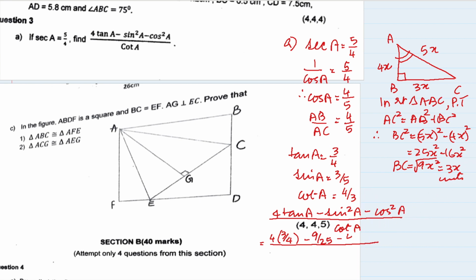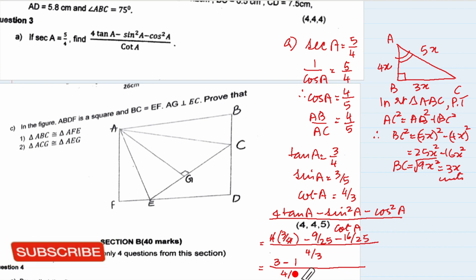So it becomes 16 upon 25, and divided by cot. Cot is 4 upon 3. So this gets cancelled, so you have 3 minus... now can you see, if you add, the same denominator 25 will give us in the numerator also 25. So this and this, if you add, it is going to be minus 25 upon 25, means minus 1. And that upon 4 upon 3.